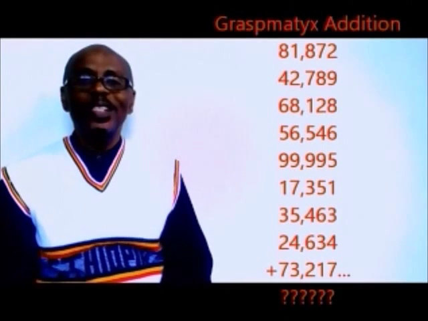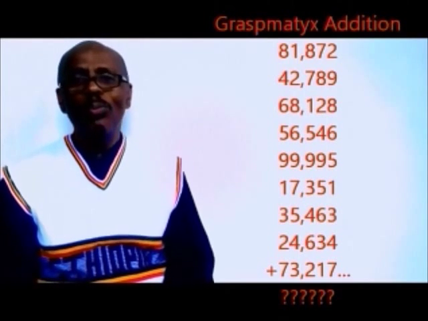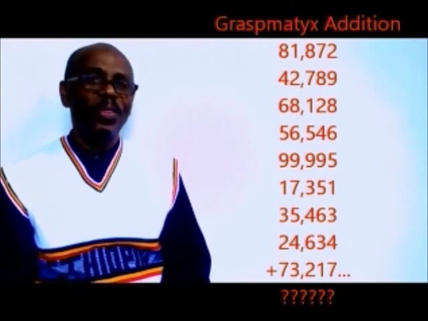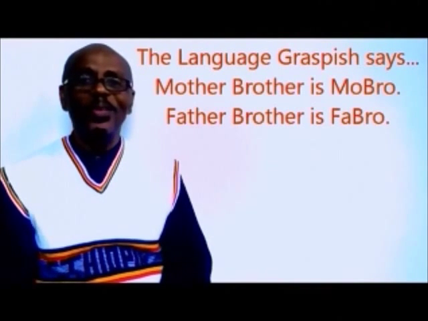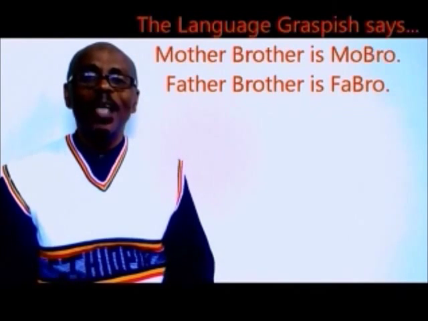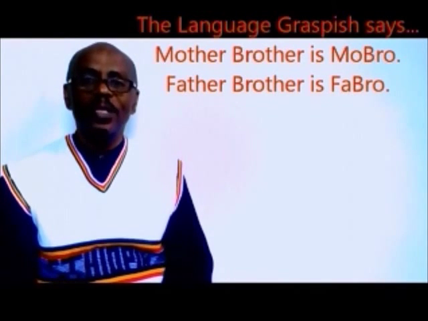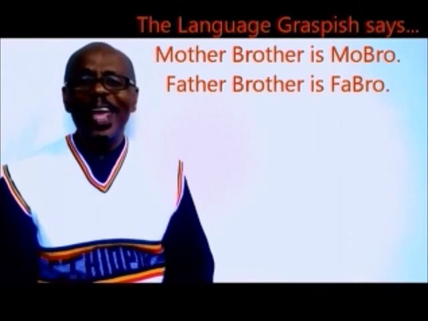I like to use the word, instead of saying uncles, Fabro or Mobro. My mother's brother, my father's brother: Fabro, Mobro, Fabros and Mobros, mother brothers. Those are the words we use in the Kwankwa called Grass-ish, the language that teaches us math very simple and easy. We don't say words like uncle and auntie.